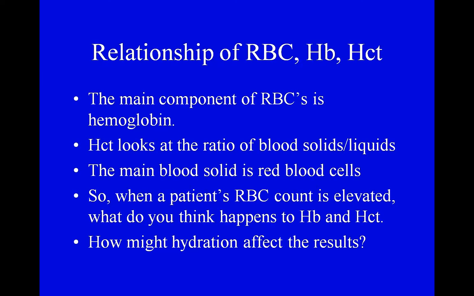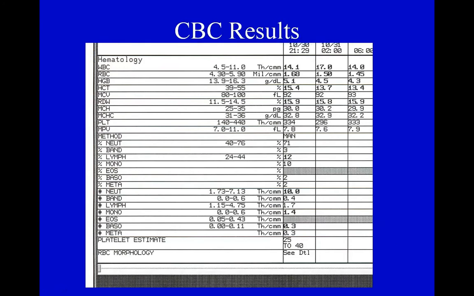Hydration, if I'm overhydrated, that makes it look like I have fewer cells. That means a lower hematocrit. If I'm dehydrated, that makes it look like the cells are more concentrated, and so it increases the hematocrit ratio. The answer to this one was easier. Red blood cell counts elevated. What do you think happens with hemoglobin and hematocrit? They go up. So red blood cells go down, hemoglobin goes down, crit goes down.